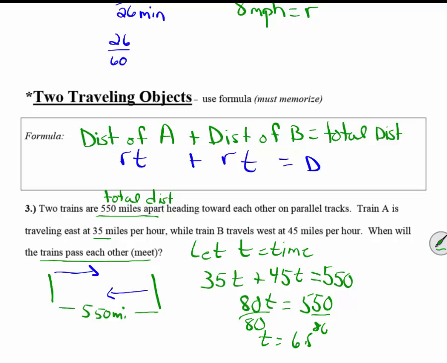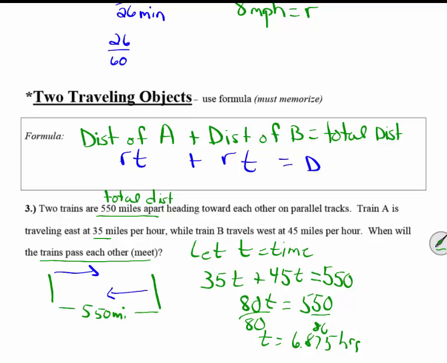So 6.875 hours. There is a decimal point there. Now, if it had asked, this is how long it's going to take them, if they had told us what time they started, then I'd have to add the 6.875 hours to it, but they didn't ask that.